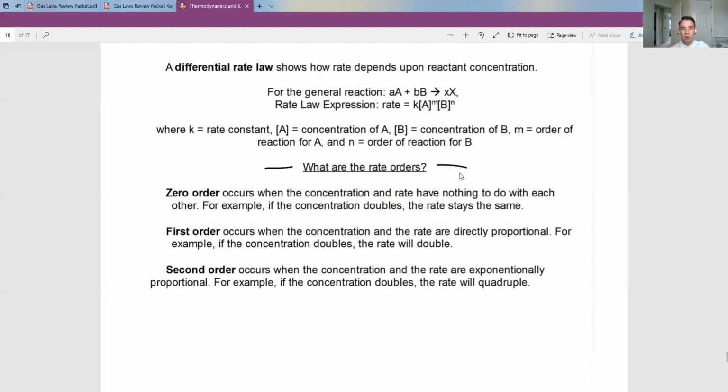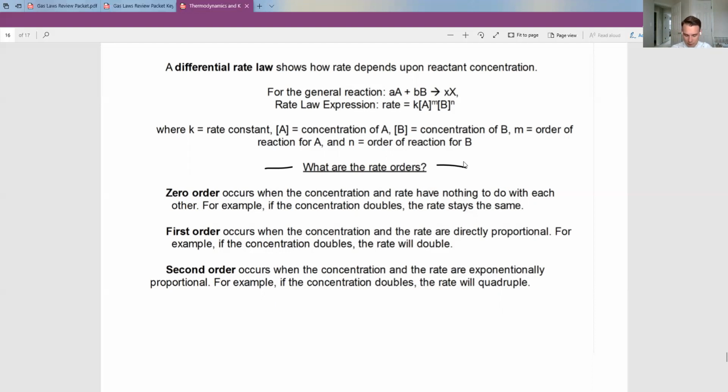There are 3 rate orders that we're going to talk about: 0 order, 1st order, and 2nd order. A 0 order occurs when the concentration and rate have nothing to do with each other. So if something doubles, the other thing stays the same. There is no correlation between the two. A 1st order occurs when concentration and rate are directly proportional. Concentration doubles, rate doubles. Concentration cuts in half, rate cuts in half. They are directly proportional. And then a second order occurs when the concentration and rate are exponentially proportional. For example, if the concentration doubles, the rate will quadruple. Okay.